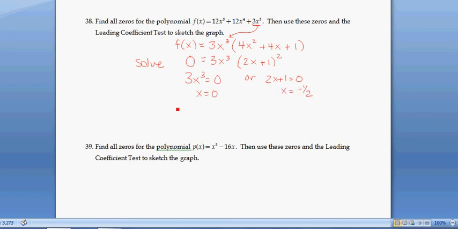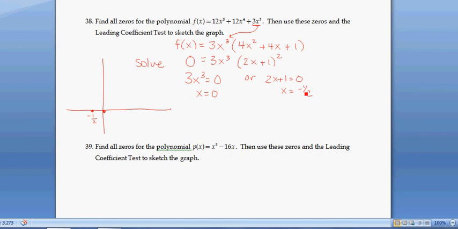So what is this going to look like? Well, I know it has its zeros at negative 1/2 and 0. Because this is an odd multiplicity, it's going to just pass through the graph at 0, but it's going to bounce off and sort of skim the surface of the x-axis at x equals negative 1/2.